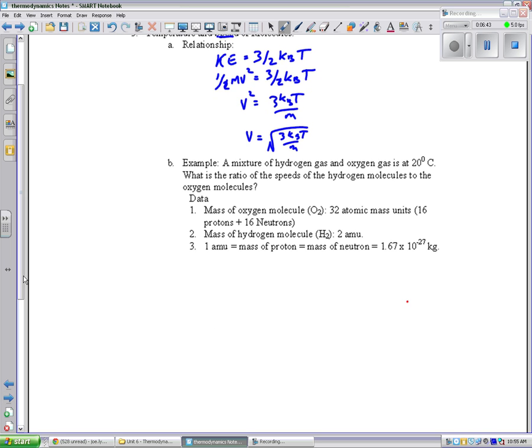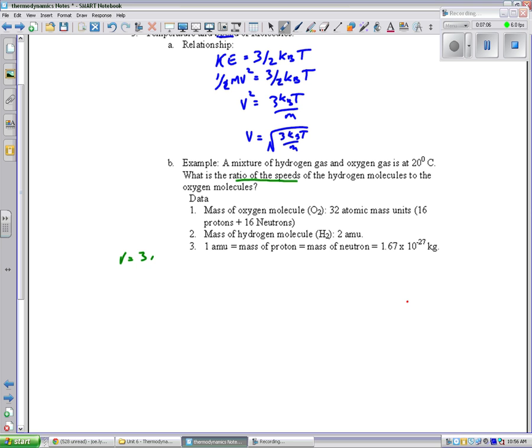Now, this is a particularly difficult example, but I think it's kind of interesting as well. There's a mixture of hydrogen and oxygen gas at the same temperature, and I want to know the ratio of the speeds of the hydrogen molecules to the oxygen molecules. The hydrogen molecules are smaller and lighter. They are going to move faster. So we're going to use this equation.